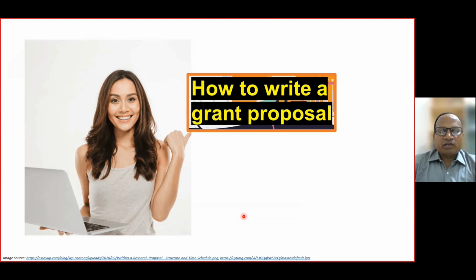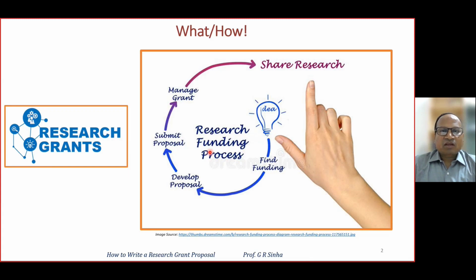This is a very important question for those researchers, faculty members, and teachers who are working in different areas of research and want to strengthen their research efforts. For that, they need a lot of support, because without any financial support, the specific objectives might not be achieved. So let's start discussing how to write a potential research grant proposal.